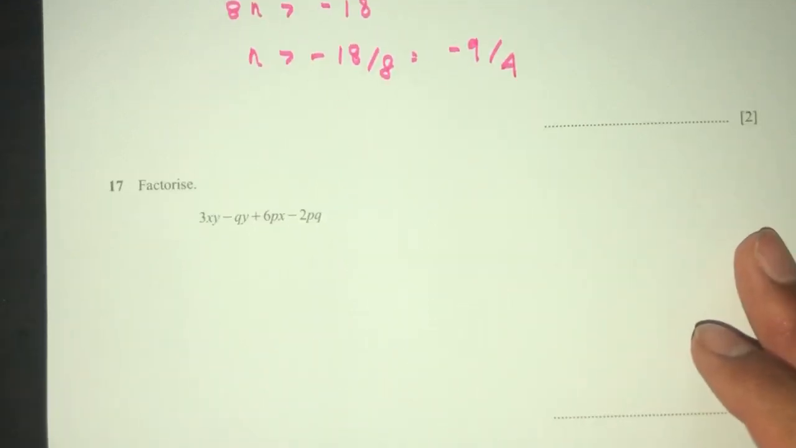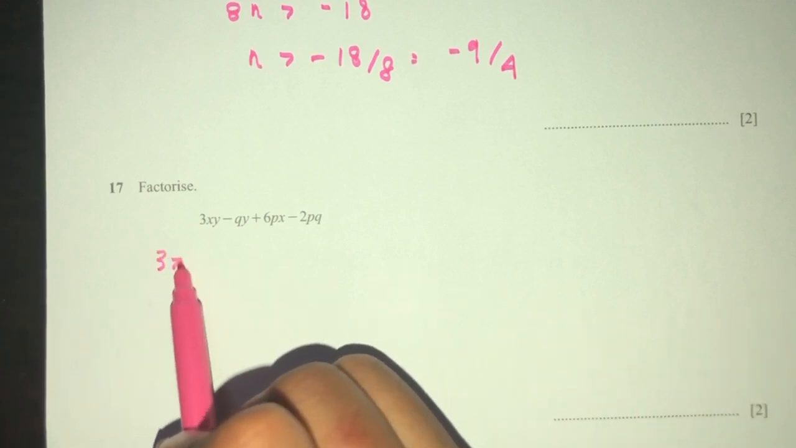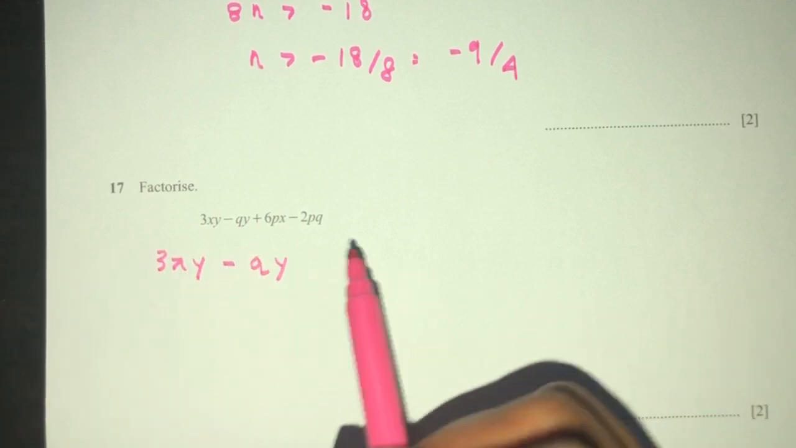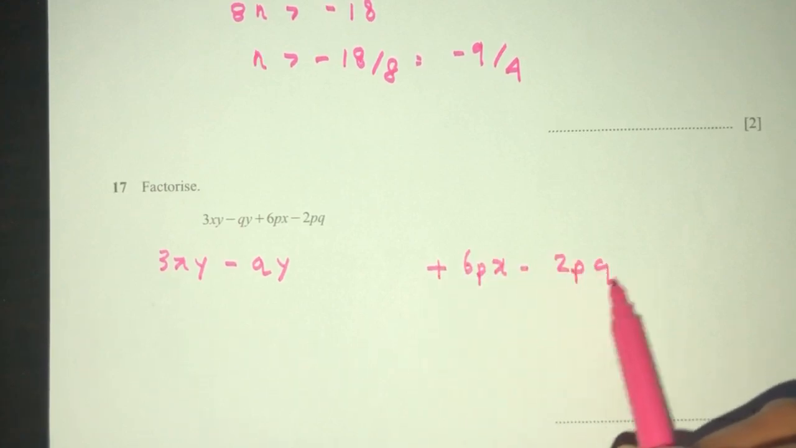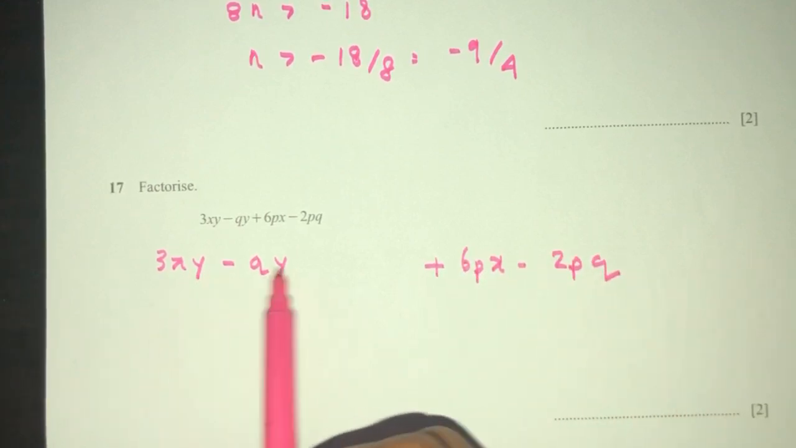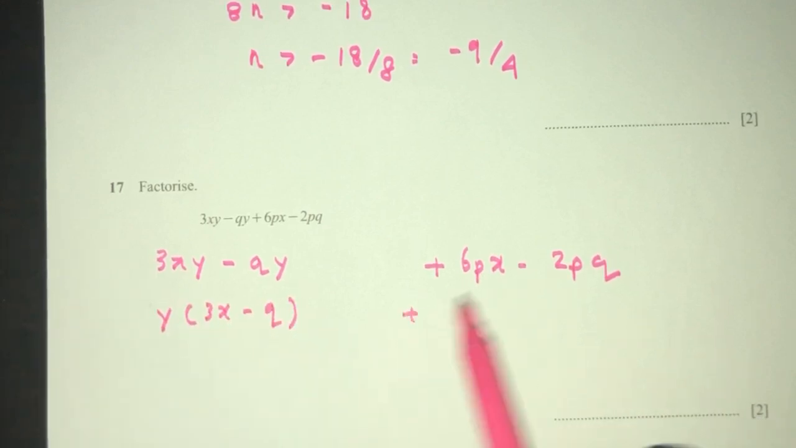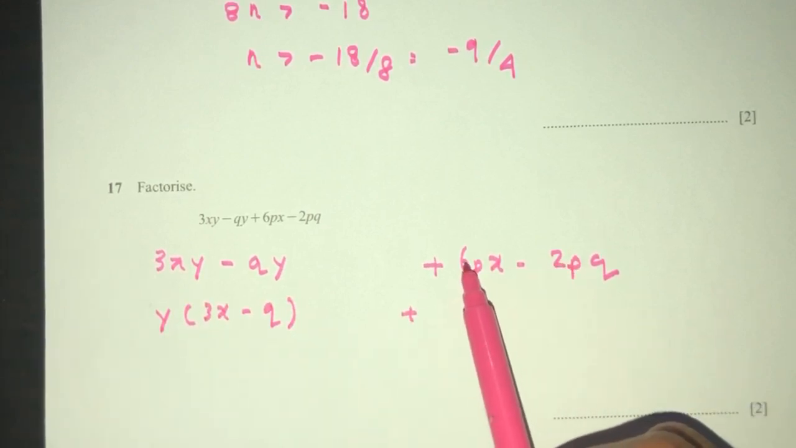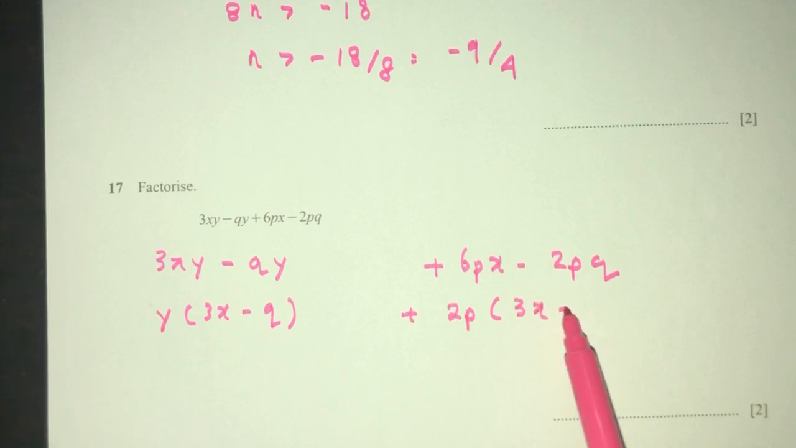Now for part 17, we have to factorize this one. The first step is definitely to rewrite this: 3xy minus qy, 6px minus 2pq. Now for these two, you can see we have y in common. Take out y, you will have 3x minus q. Here we have 2 and p in common, right? 6 is actually 2 times 3, so we can take out 2p. You will have 3x minus q remaining.